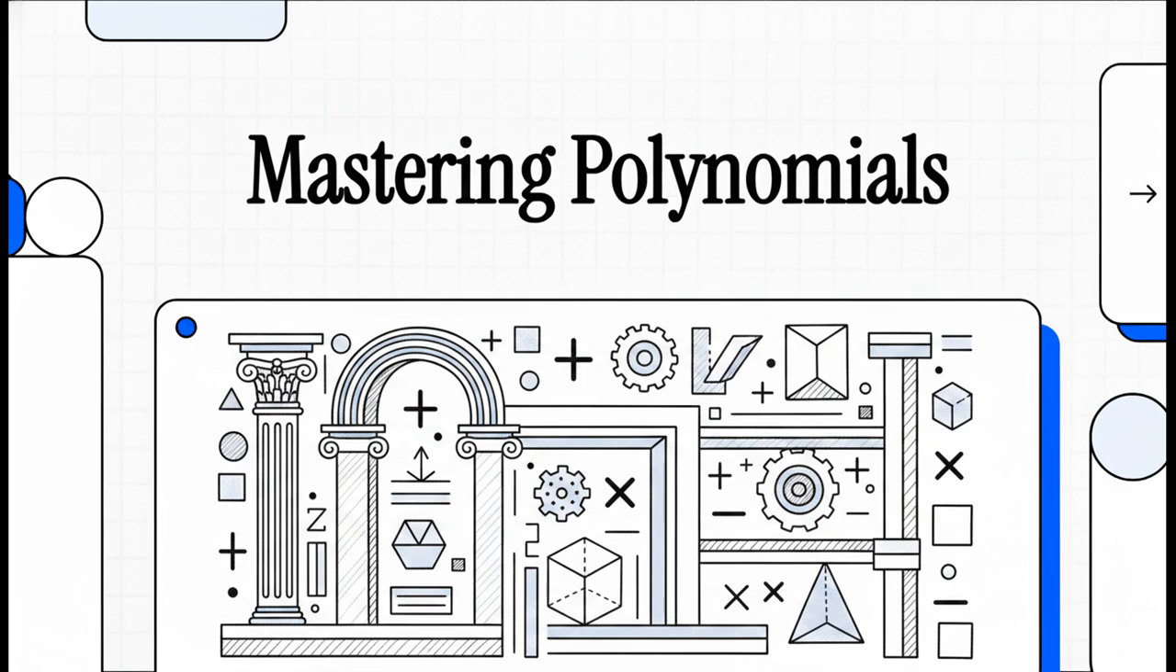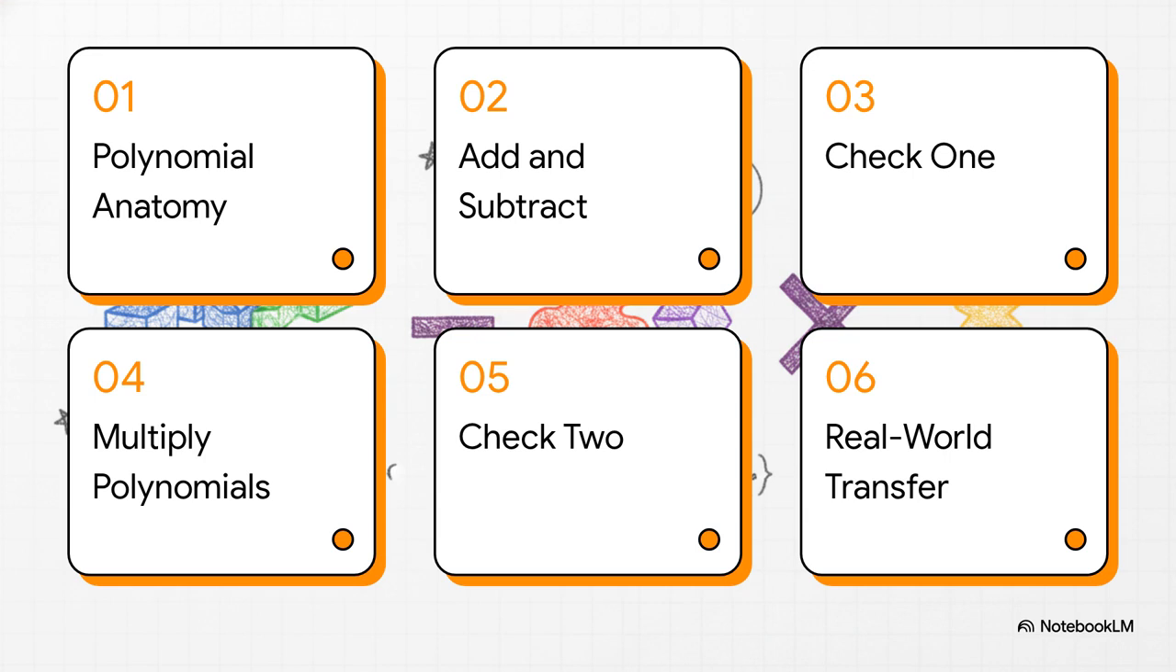These are absolutely crucial foundational skills for grade 8 in Algebra 1 that will let you construct and deconstruct some pretty complex mathematical models. Here's our construction plan for today. We'll cover the anatomy of a polynomial, adding and subtracting, our first check, multiplying polynomials, a second check, and finally, a recap with some real-world transfer.